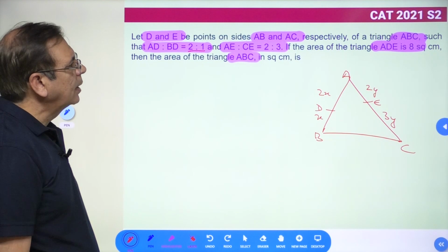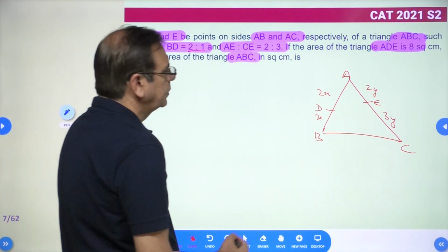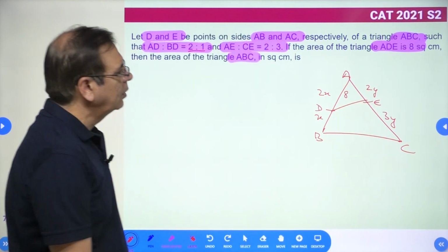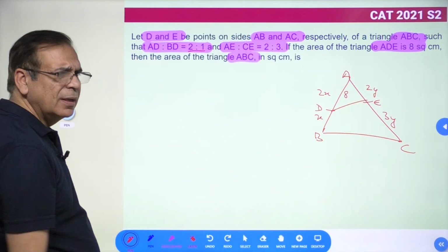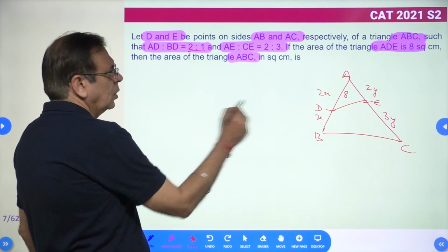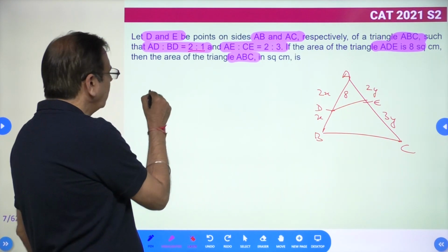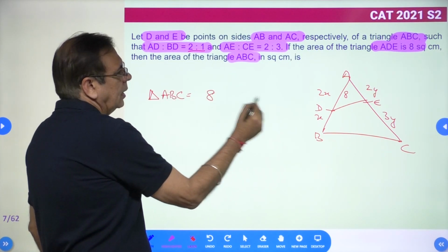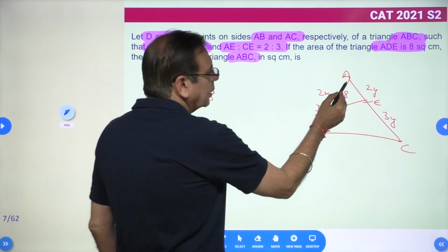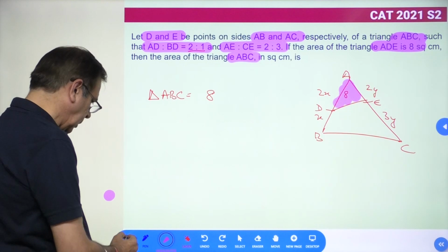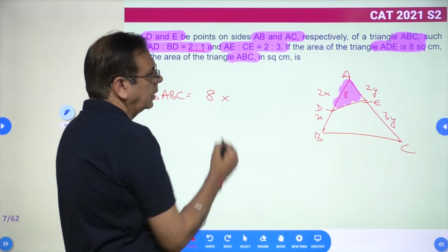If the area of triangle ADE is 8 square centimeters, the area of this triangle, what is the area of ABC? Ratios का सवाल है, इसमें geometry कहाँ आ गई? Okay, देखते हैं. चलो. So what is my original area? We want to find the area of triangle ABC. Area of this particular triangle is given to us as 8. Okay, 8. But ये 8 कब है?